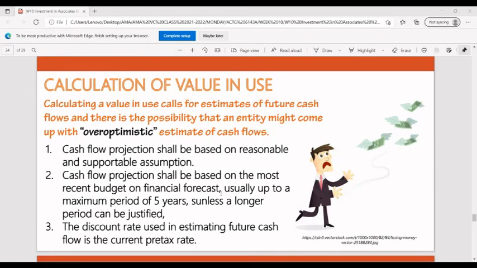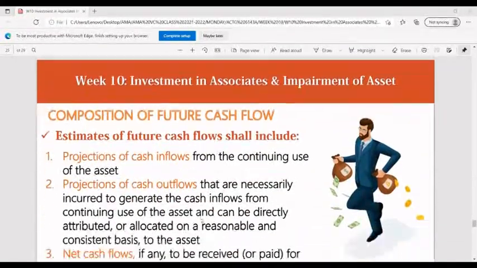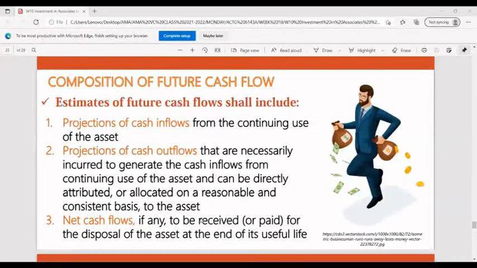Cash flow projections shall be based on the most recent budgets or financial forecasts, usually up to a maximum period of 5 years, unless a longer period can be justified. The discount rate used in estimating future cash flow is the current pre-tax rate. For the composition of future cash flow, the estimate of future cash flow shall include projections of cash inflow from the continuing use of the asset, projections of cash outflows that are necessarily incurred to generate the cash inflow from continuing use of the asset and can be directly attributed or allocated on a reasonable and consistent basis to the asset, and net cash flow, if any, to be received or paid for disposal of the asset at the end of its useful life.